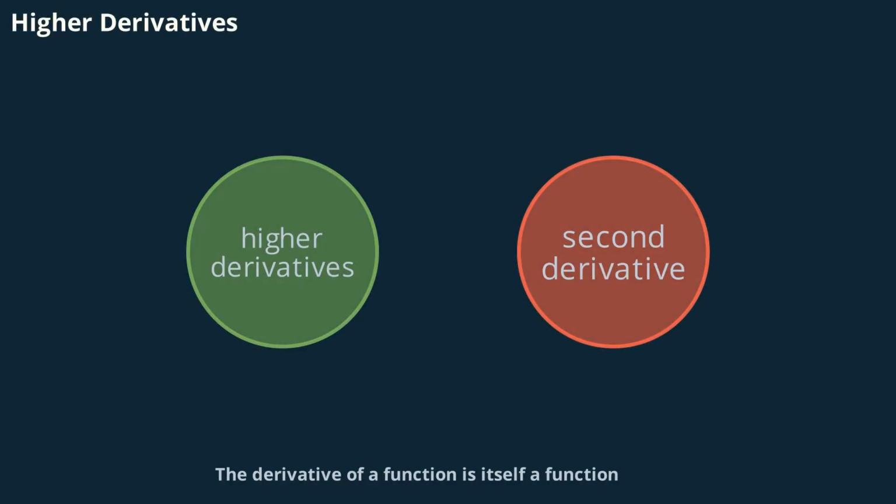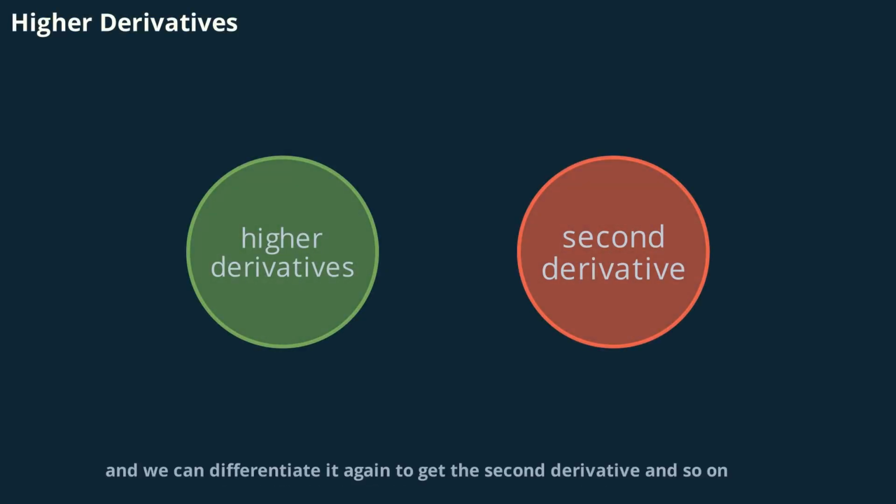The derivative of a function is itself a function, and we can differentiate it again to get the second derivative, and so on. Higher derivatives are useful for analyzing acceleration, curvature, and more. For example, if f(x) equals x^2 + 2x + 3, then f''(x) equals 2 and all higher derivatives are 0.